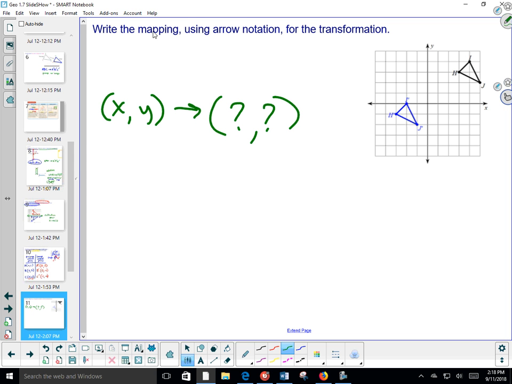And you need to use arrow notation. That's when we say HIJ maps to H prime, I prime, J prime. That's the arrow notation. But do you have this picture on your notes? Yeah. Okay, so take 30 seconds, please, and reason out what the rule would be, or the mapping.